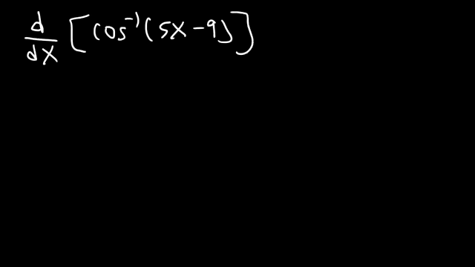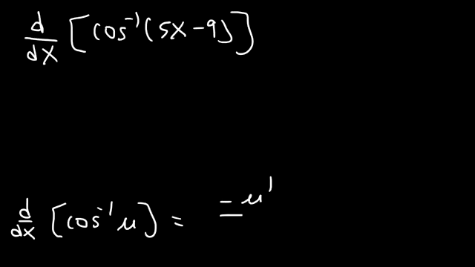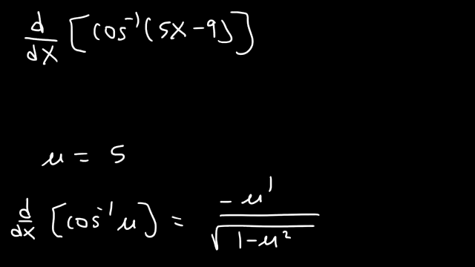Now let's try another example. What is the derivative of arc cosine of 5x minus 9? Go ahead and try that. So here's the formula that you need. The derivative of arc cosine of u is very similar to the arc sine of u formula. It's going to be negative u prime instead of positive u prime divided by the square root of 1 minus u squared. So in this example, u is 5x minus 9.